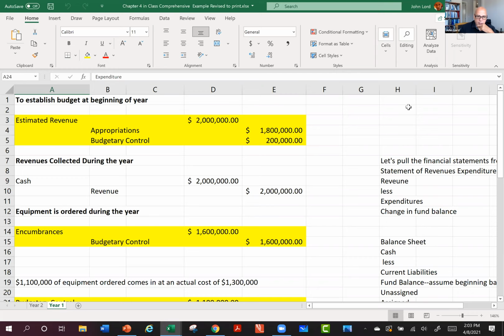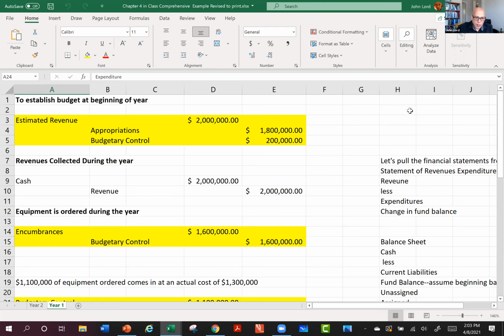Now, during the year, they actually have some revenue. When we're dealing with actual revenues, guys, remember, we don't have to kill ourselves reversing the order of journal entries anymore, because these are the real accounts. Just like in commercial accounting, to increase the revenue, you credit it. So we debit the cash, and we credit the revenue $2 million.